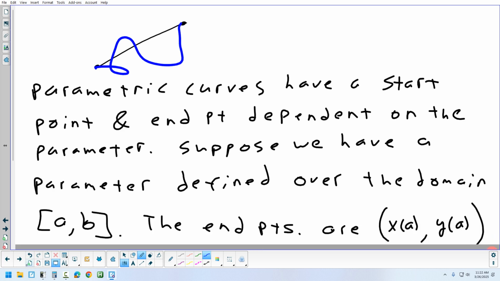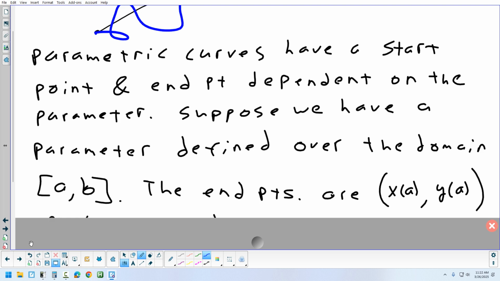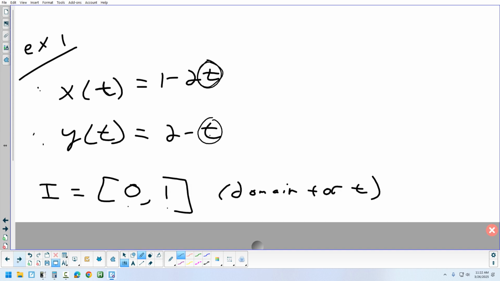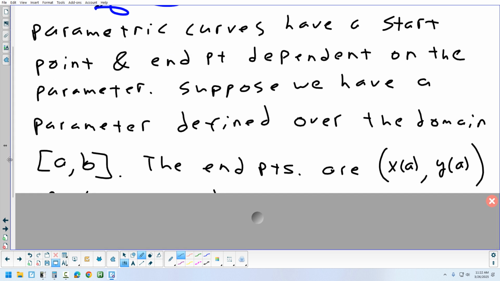So let's say that we have a parameter that goes from a starting value of A and a stopping value of B. In the problem we're about to do in a minute, we're going to do a parameter that starts at 0 and stops at 1. But let's just say in general, it starts at A and stops at B. This number, the lower number, is going to control where the graph starts. The higher number is going to control where it stops.